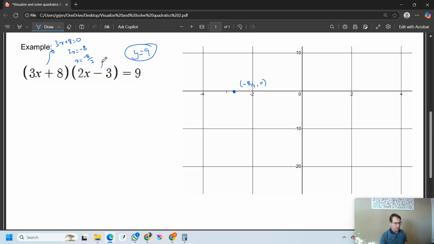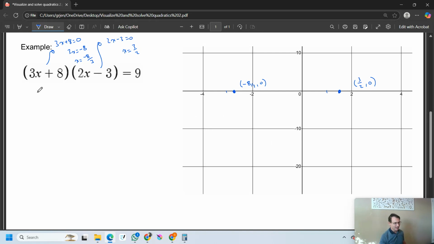And then this one will also give us a 0. If 2x minus 3 equals 0, then that means that x equals 3 on 2, which is, if this is 1 here, halfway in between. It's right there. So that's 3 on 2, 0. Okay, and notice I didn't waste any brain power converting those to decimals, because why would you? Just get comfortable with fractions.